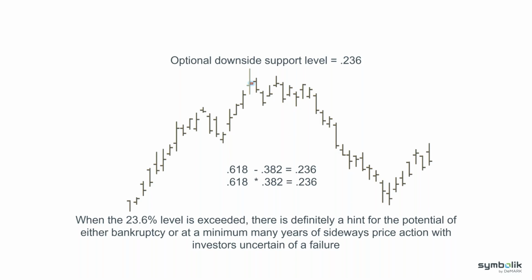For those who aren't familiar with Fibonacci numbers, this is how 0.236 is identified: 0.618 minus 0.382, and you can also do 0.618 times 0.382. So the 23.6% level is really important. You'll notice here that it's often used as a potential indication of bankruptcy, or a minimum of many years of sideways price action with investors uncertain of failure. So whenever you see a 0.236 level, definitely pay attention to that. It's often a pretty critical price.